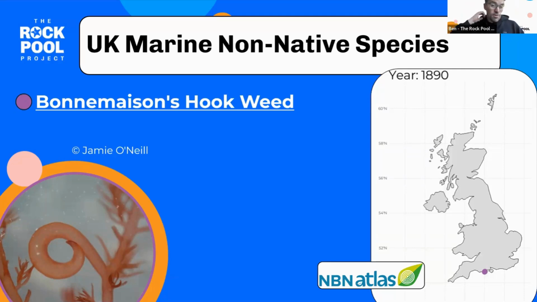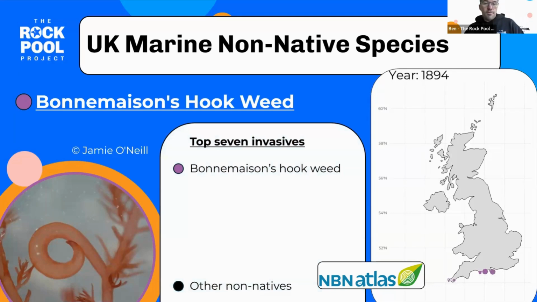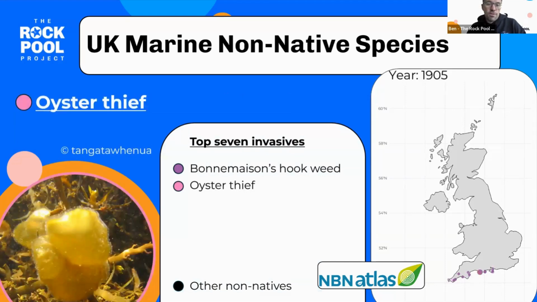The other thing that I've noticed myself with the data that I have obtained is not all of it has coordinates of where the record was actually found. So obviously they can't be mapped as well. But the Bonnemaison's hookweed was originally, well, the oldest record on the NBN Atlas is back in 1890 from the south coast of England. From there, it was the only invasive species for a little while, and it stayed on the south coast of England as we moved into the 20th century.